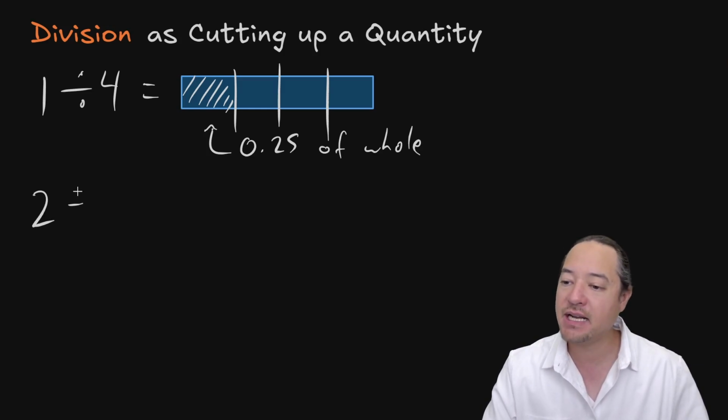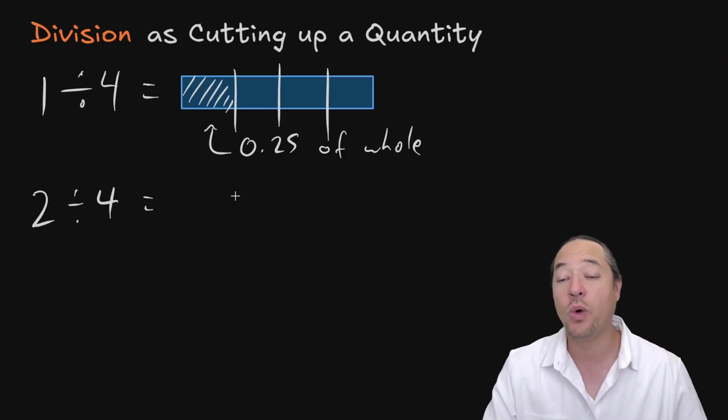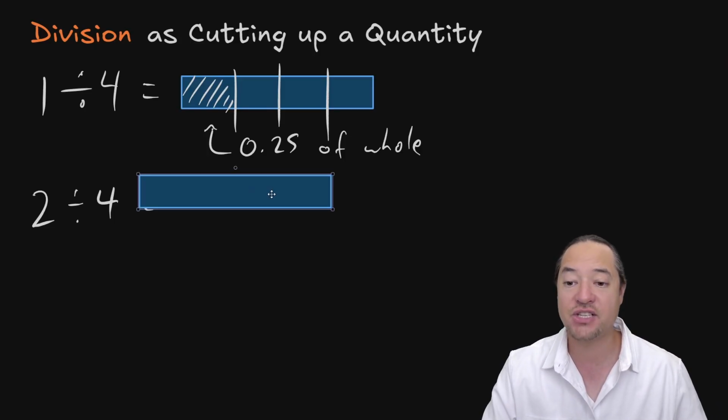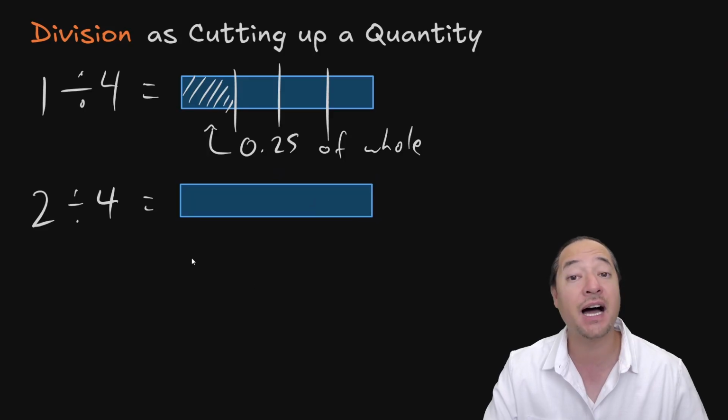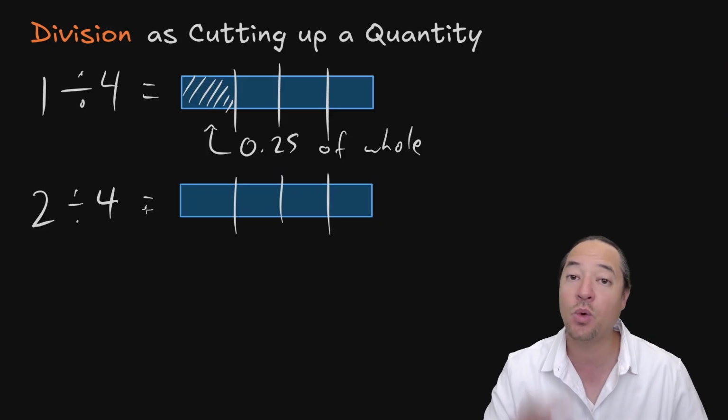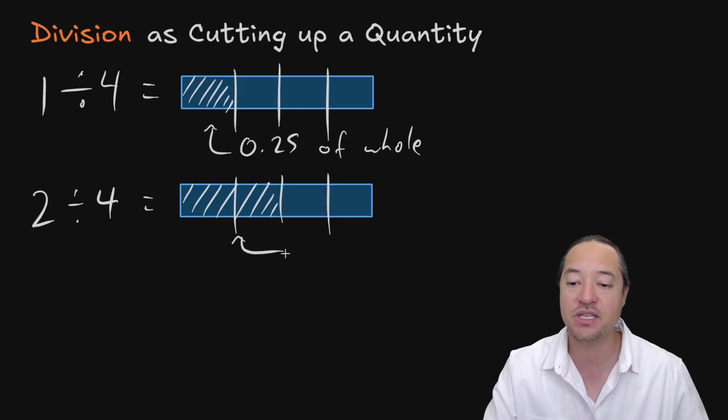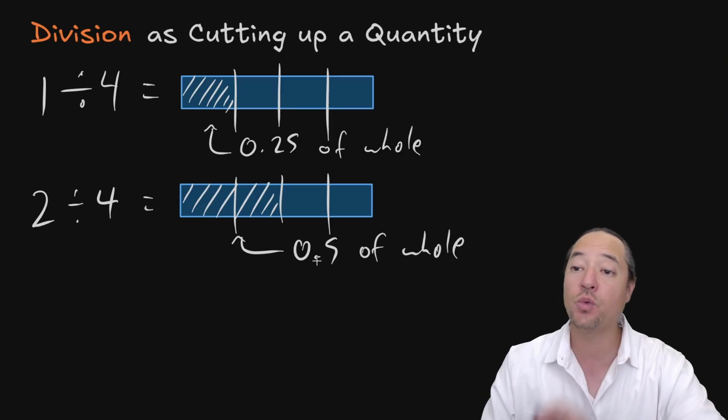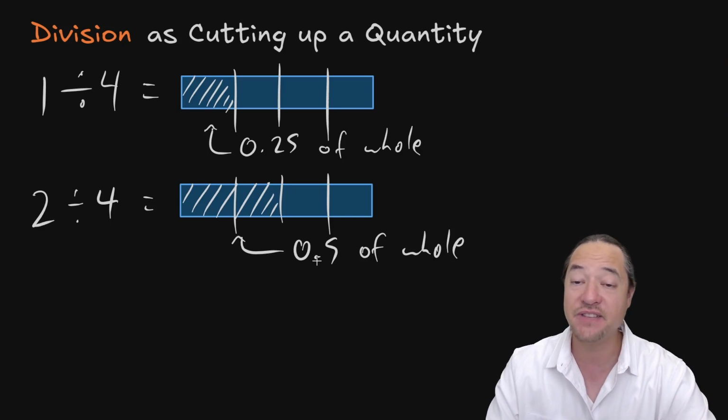Now, what if instead I wanted to do 2 divided by 4? How could I think about that? Well, I could think about it as 2/4 of an object. So I have this object again, I divided it up into fourths, and now I want 2/4. So now I'm going to grab this much of the object, and so this is going to be half of a whole object, right? So that's another way we could think about division here.